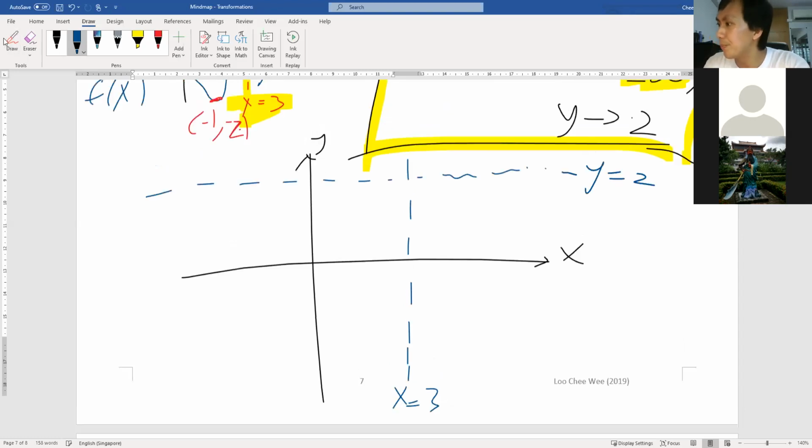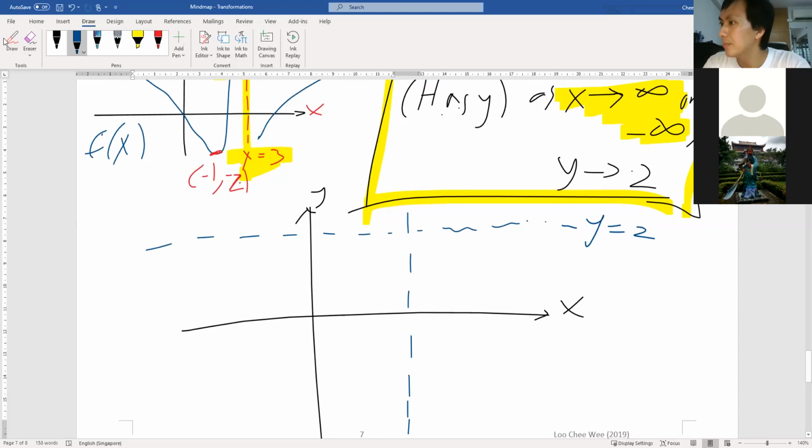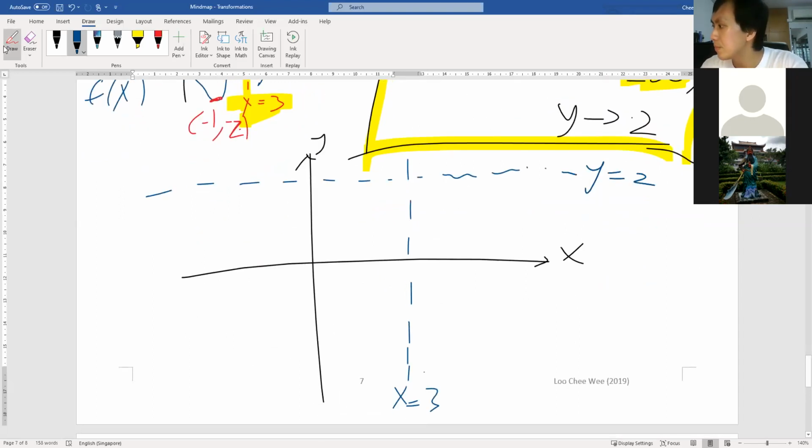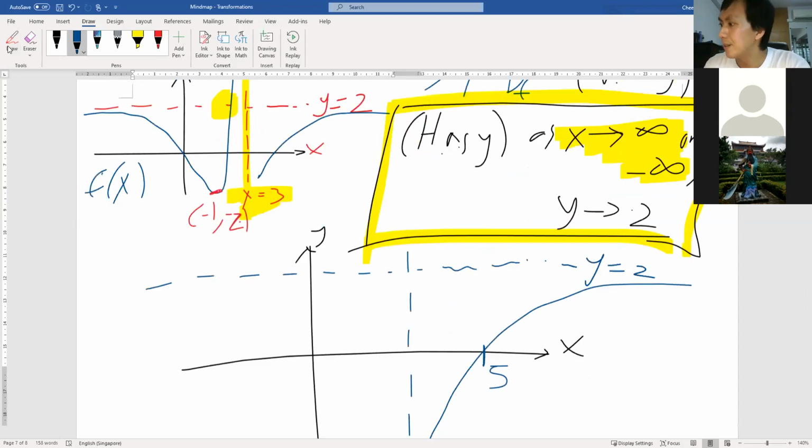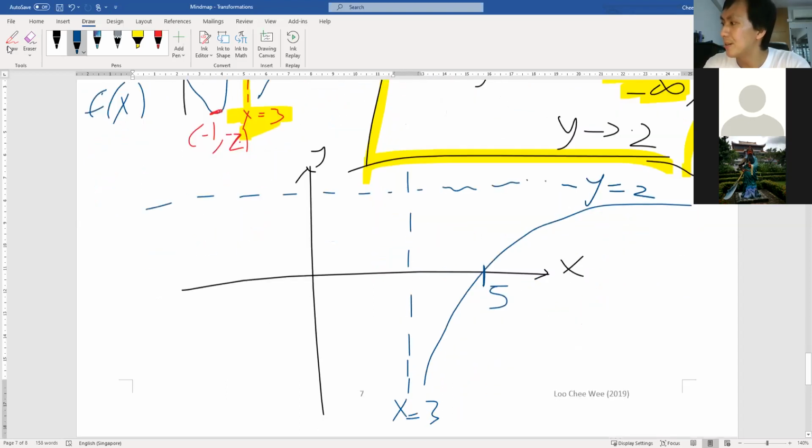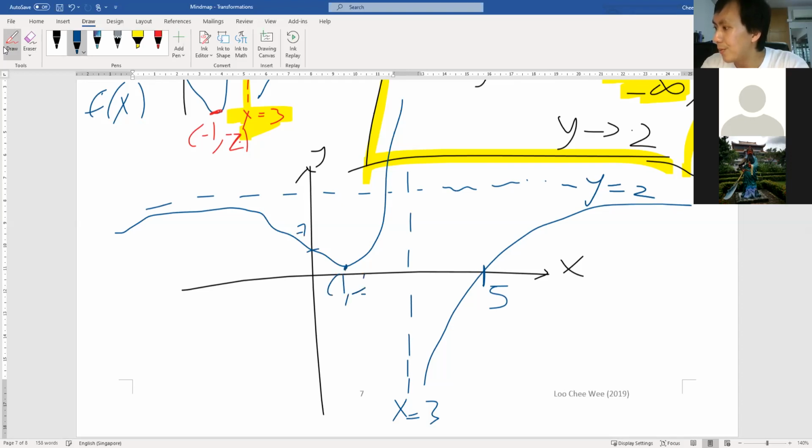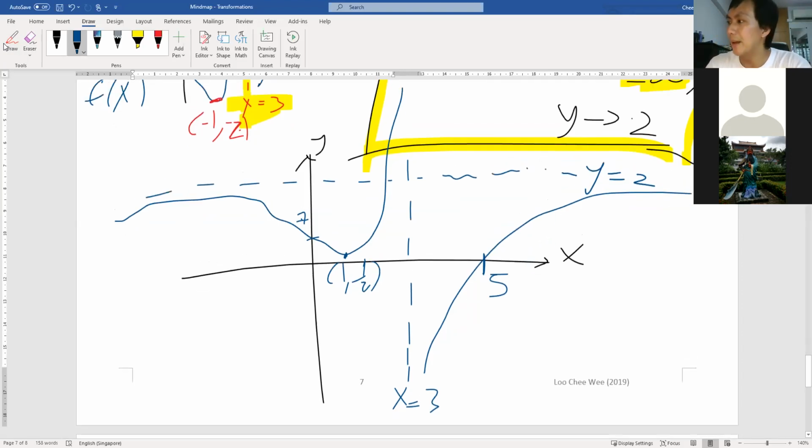Horizontal asymptote, vertical asymptote, then you have your graph. Okay, so let's say it cuts at 5. Then your graph on top will be something like this. Okay, so this is cut at 7. This cuts at, this is 1/2. Okay, so this is the original graph. Okay, and then I'm interested in sketching the reciprocal graph right now.